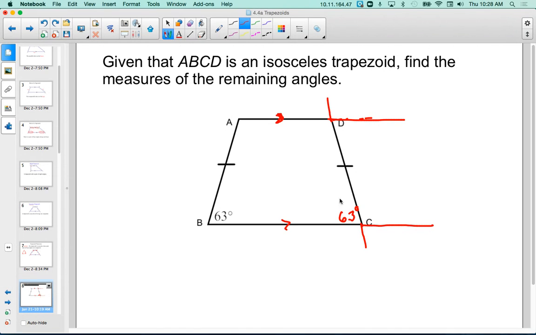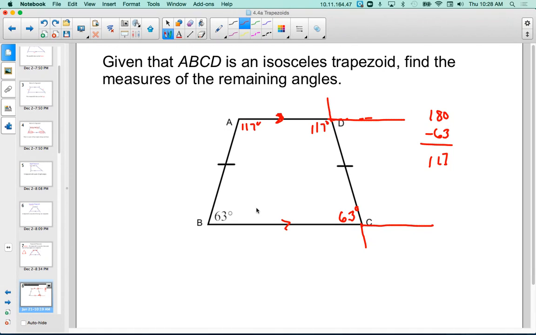same side interior angles. Angle D and angle C are same side interior angles, which makes them supplementary. So if I do 180 minus 63, that's 117. That's going to be angle D. And because it's an isosceles trapezoid, this angle A, which is also a base angle pair with D, is also 117 degrees. So we can find these remaining angles a couple different ways.